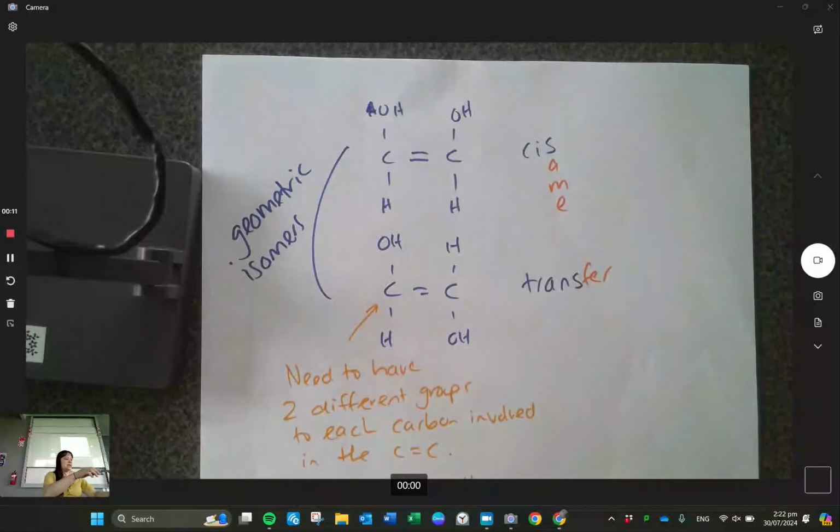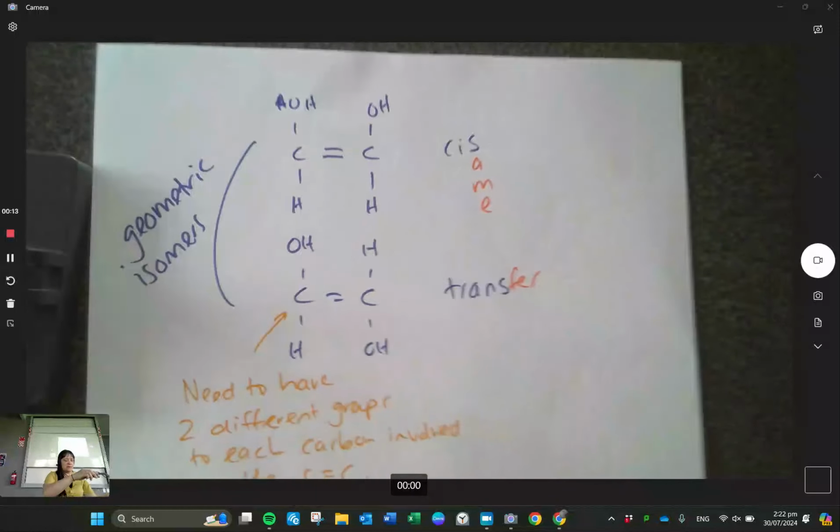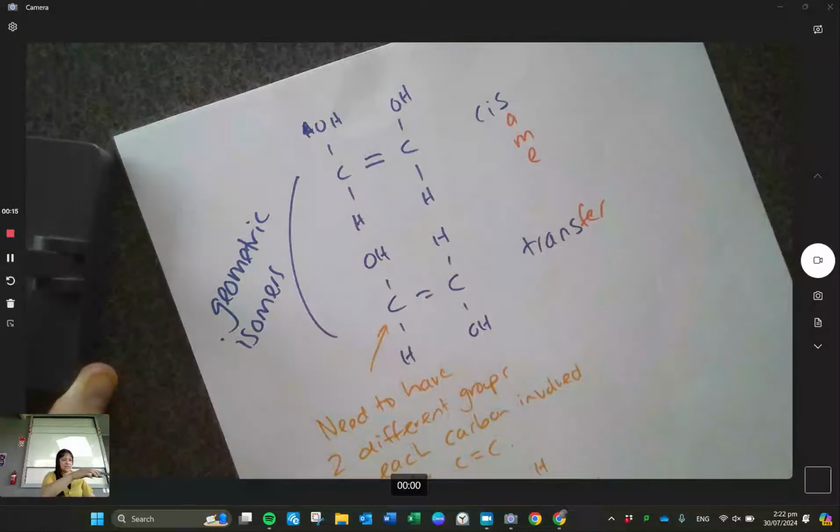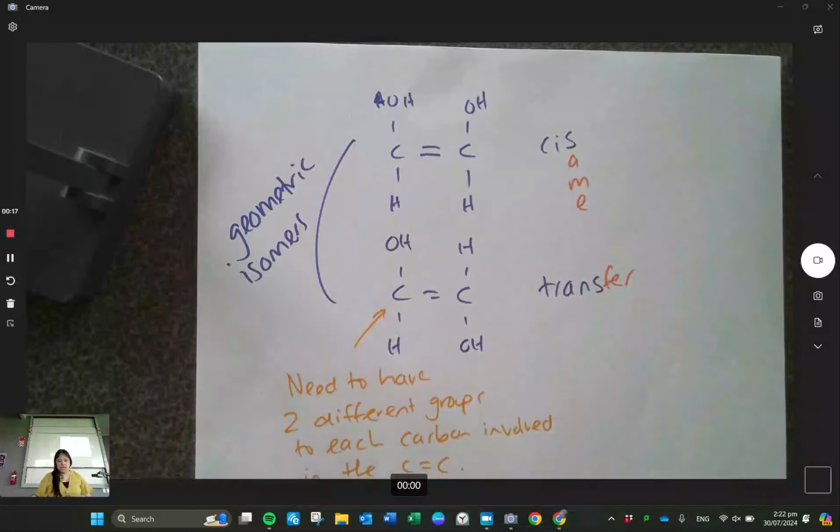I ran out of time yesterday and I didn't want to rush it. So I just want to go through that today. I'm just going to switch it because I am right-handed. And I'll do some other naming examples.